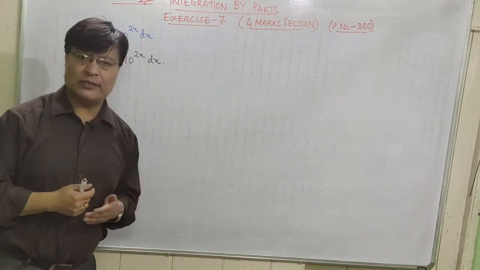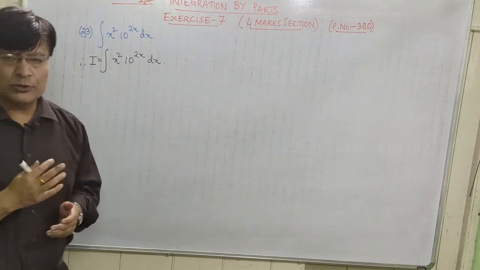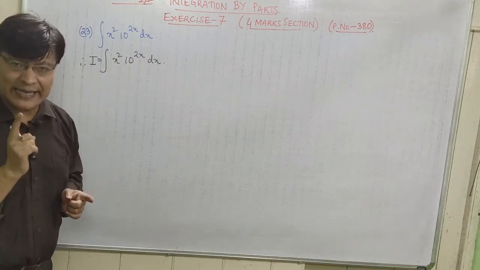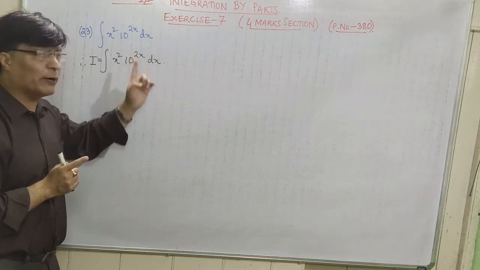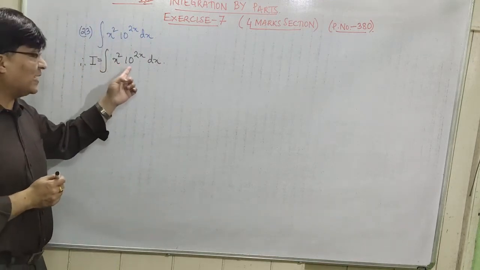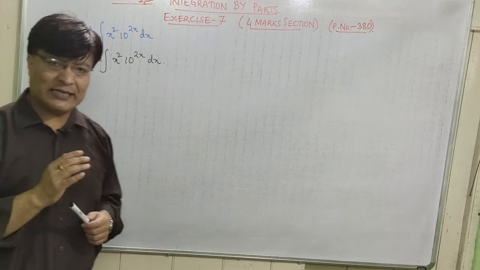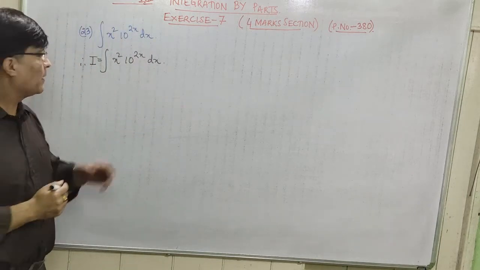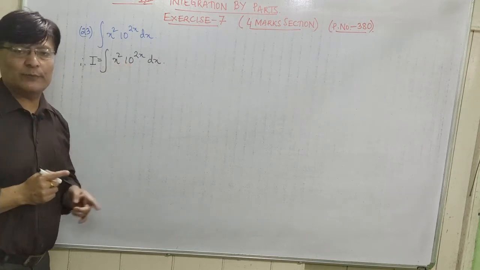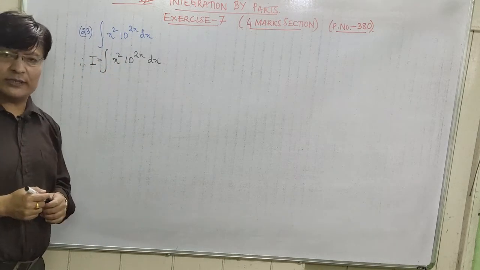So how can you evaluate this integration? This is integration of the product of two different functions. So what are the different functions out here? You know that x square is algebraic function, that is A, and this 10 to the power 2x can be taken as exponential function. This is E. x square is A and 10 to the power 2x is E. So in the word LIATE, which letter comes first, A or E? A comes first in the word LIATE. So x square is the first function and 10 to the power 2x is the second function.